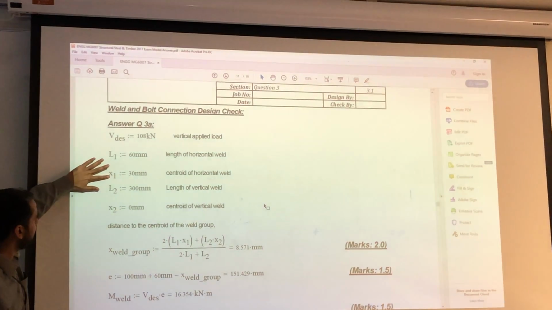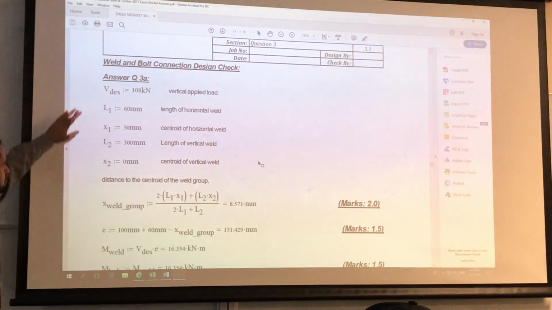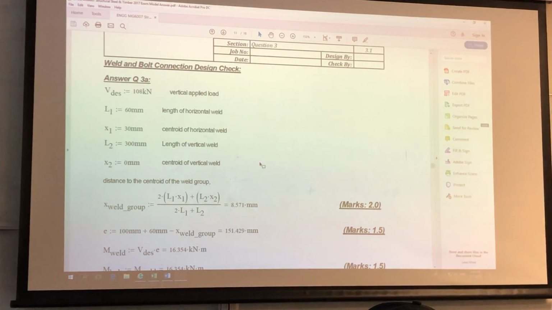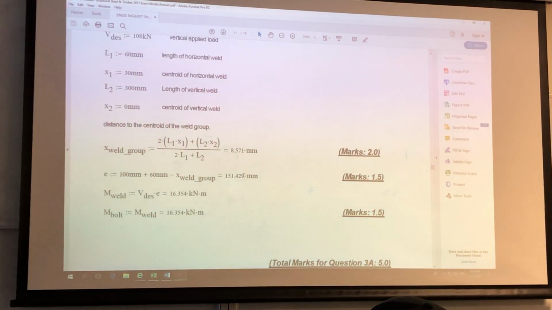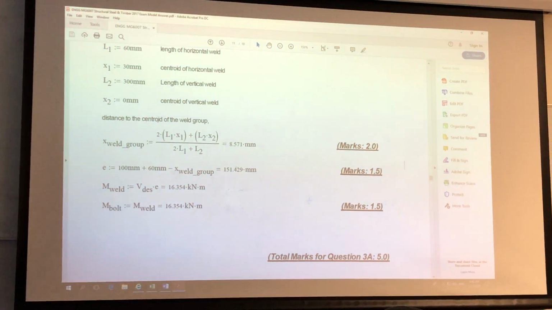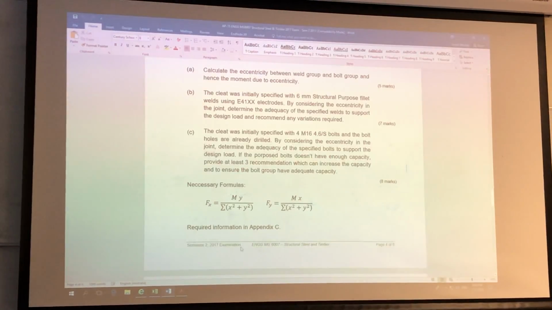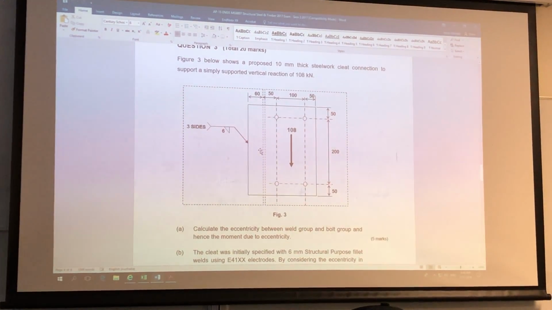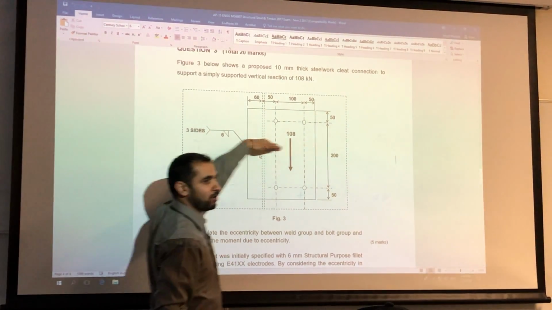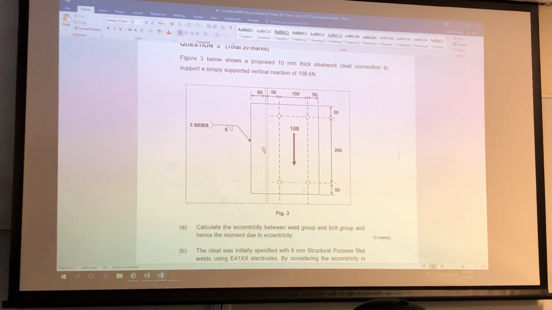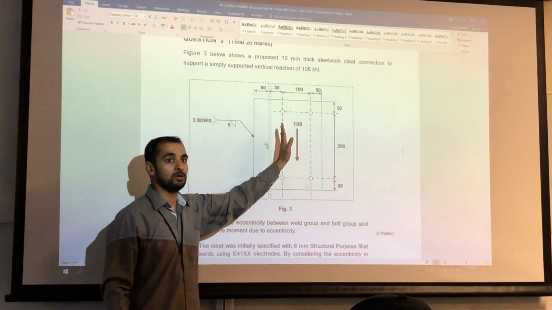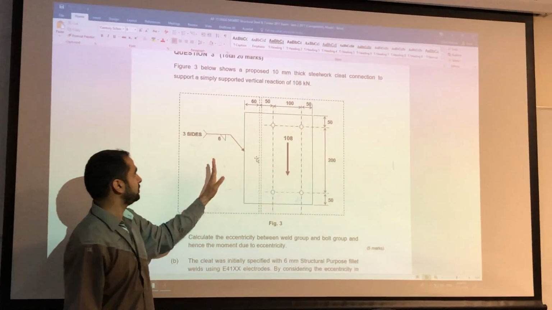So L1, X1, L2, X2. L1 is the length, and X is the distance to the centroid, the horizontal centroid. Then, vertically it's all in one line. So if I look at this weld group, I need to know the horizontal centroids. Vertical, I'm not worried. It's all in one line because I'm not transferring any horizontal load. I'm just transferring the vertical load between the two sides. So that is what I'm worried about.